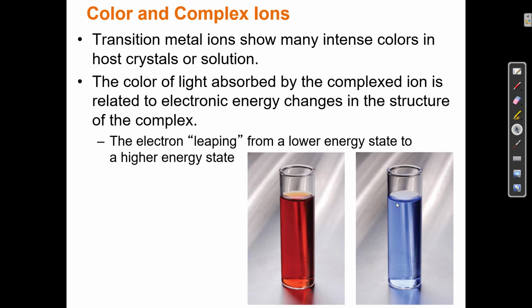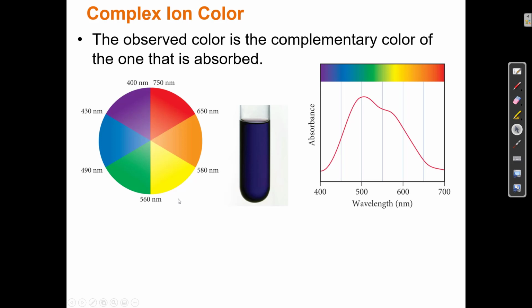So remember that what causes visible light to be absorbed by a material, which changes its color, is due to differences in energy in the orbitals where the electrons can go. So when the electrons go from a lower energy state to a higher energy state, that gap in between the orbitals can match the amount of energy in visible light, and so it can absorb visible light, which excites the electron, which changes the color of the solution or the material that we're looking at. So remember, this is kind of what's happening. We have a material here.